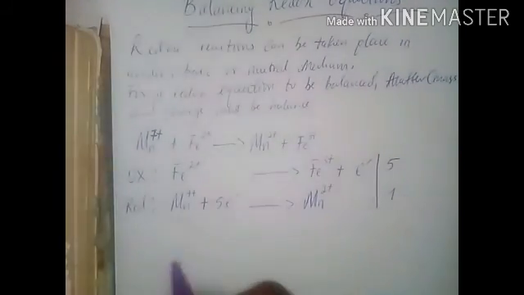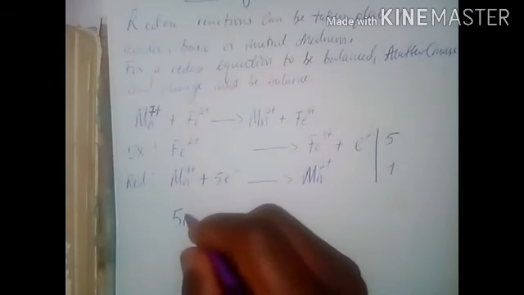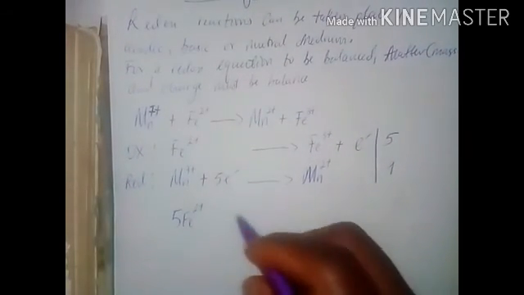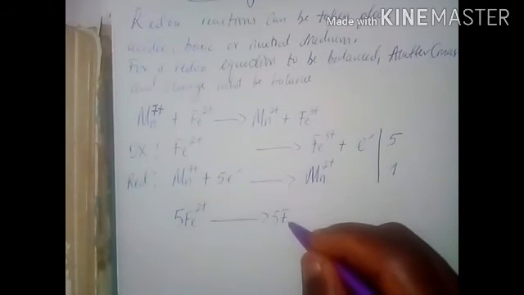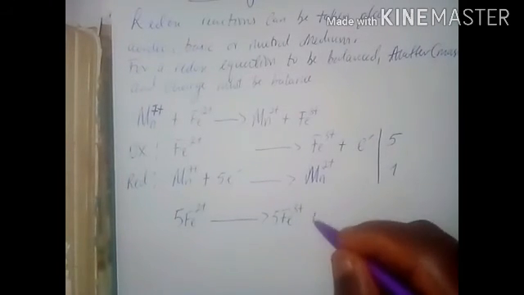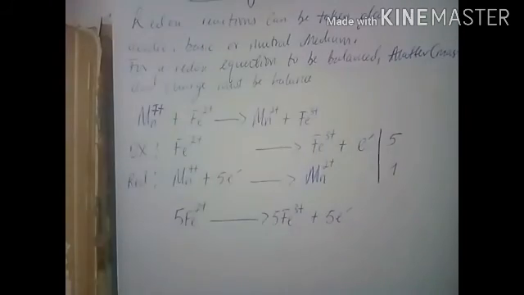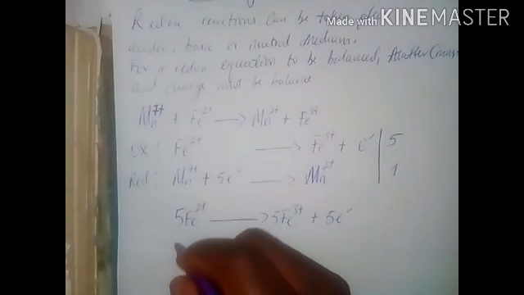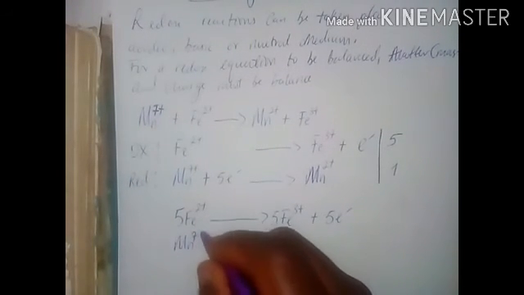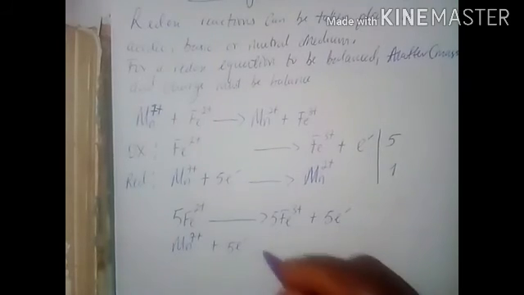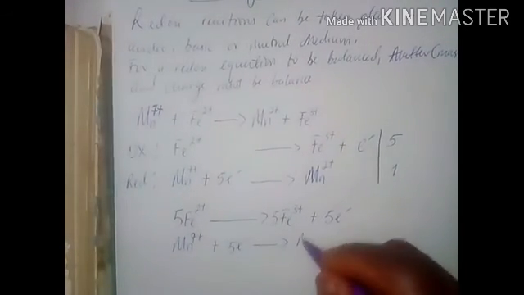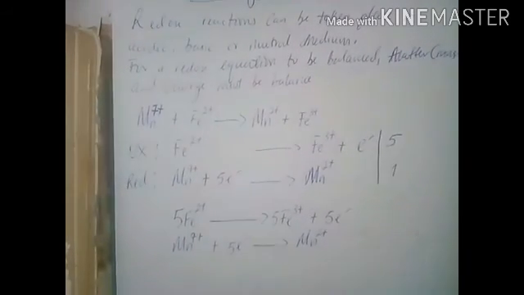When we multiply, you are going to have 5 Fe2+ to give us 5 Fe3+ plus 5 electrons. Meanwhile here it remains the same: Mn7+ plus 1 times this, that is 5 electrons, to give Mn2+.